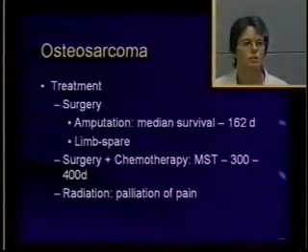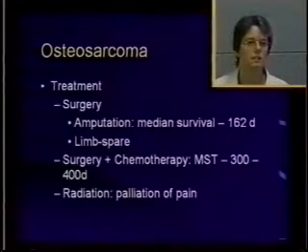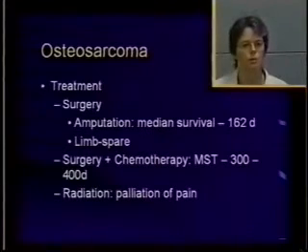Treatment recommendations for osteosarcoma, primarily we talk about amputation. Some people will consider limb spare procedures if the tumor is located, for example, in the distal radius. The proximal humerus is not really a great site for a limb spare, so most of the time with those patients, you're generally thinking about amputation. Amputation or limb spare alone results in a median survival of 162 days. If you add chemotherapy, depending on which chemotherapy protocol you add and which research protocol you look at, the median survival time increases to somewhere around 300 to 400 days.